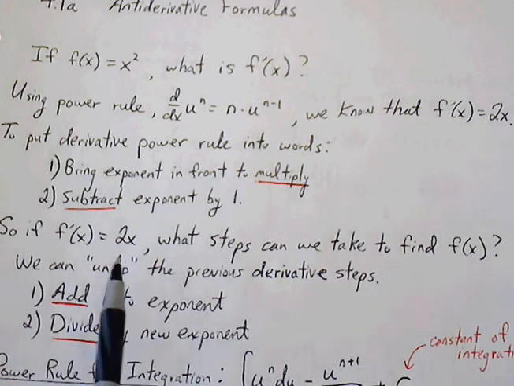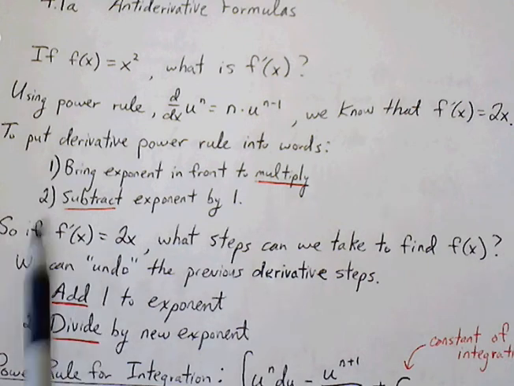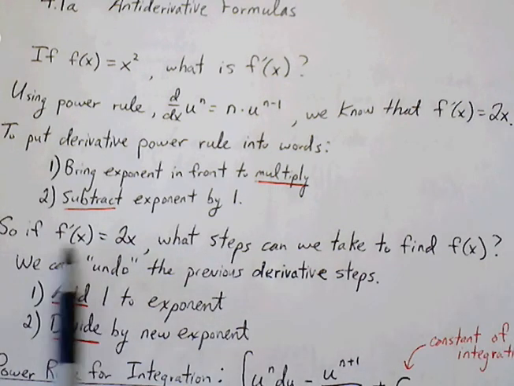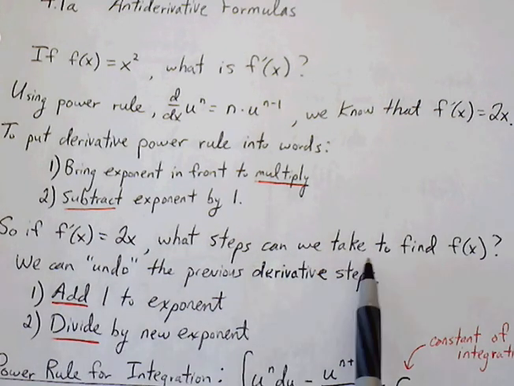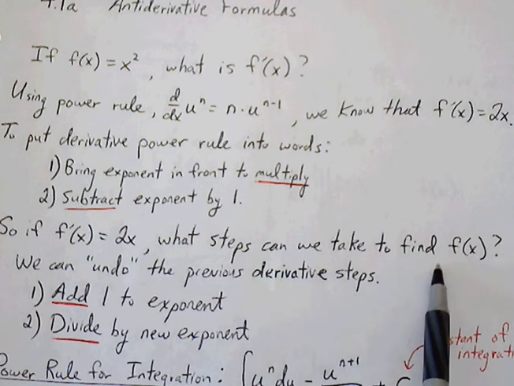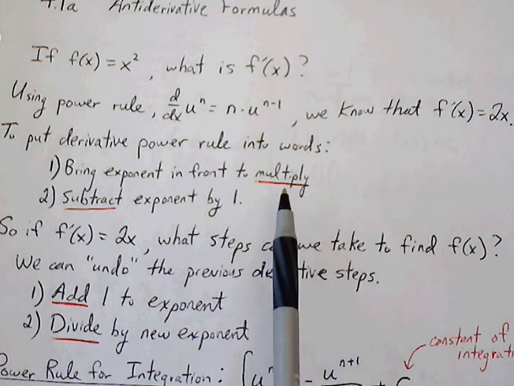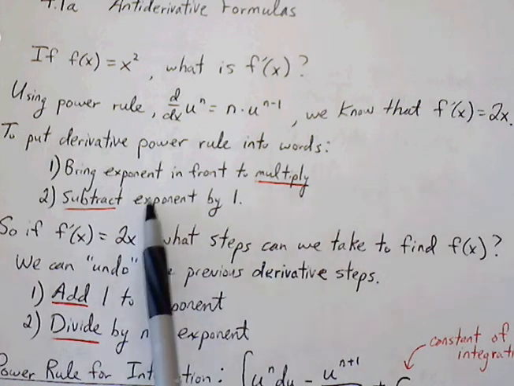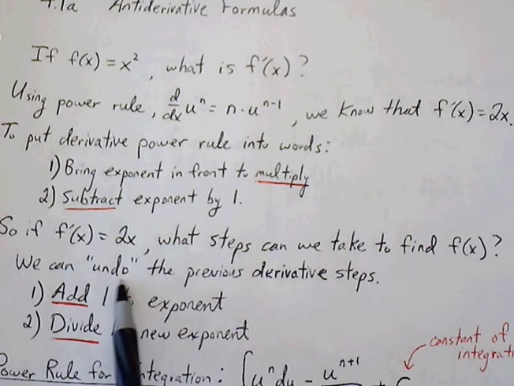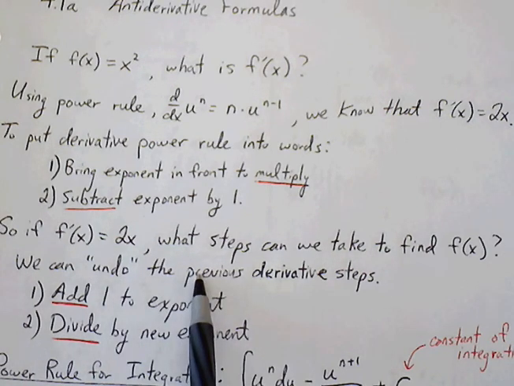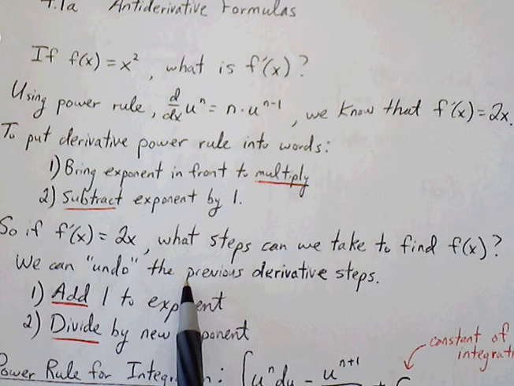This semester is all about antiderivatives, which essentially is undoing what we did with derivatives. So if we know that f prime is equal to 2x, if we know that the derivative function is 2x, then what steps can we take to find the original function? If we multiply and subtract to get to our derivative function, then we can simply undo these previous derivative steps to go back to where we came from.